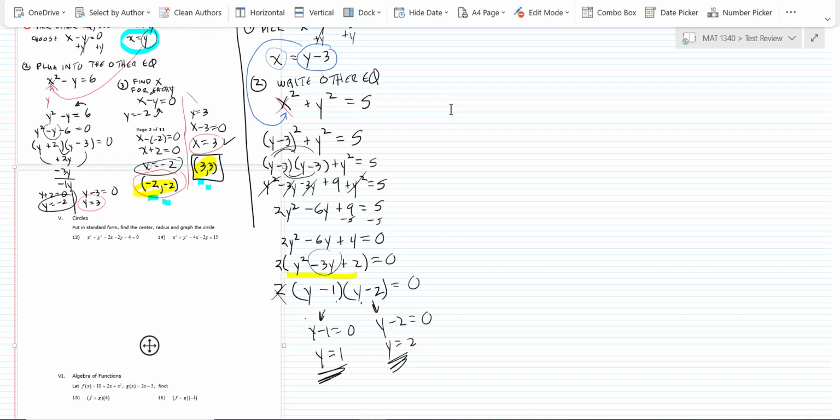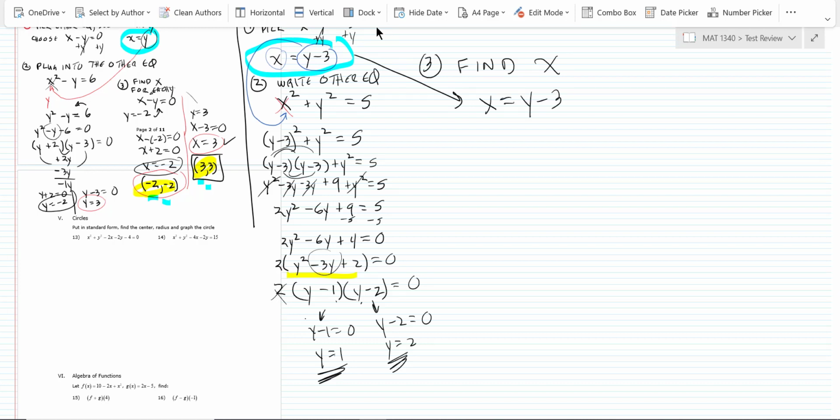All right. Okay, step 3. I got to find the other variable, so I find x. And you can plug these y values into either of the original equations. The easiest way to do this to me is you already solved this equation for x. Now you just plug in. So one of the answers was y equals 1. The other answer was y equals 2. Just simply plug it in. So you're going to get x equals 1 minus 3. So x equals negative 2.